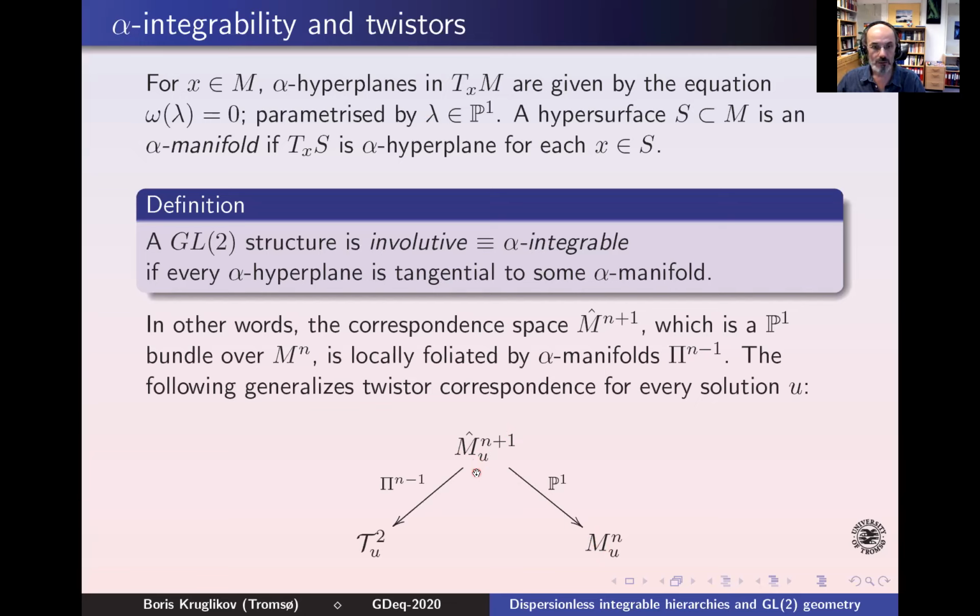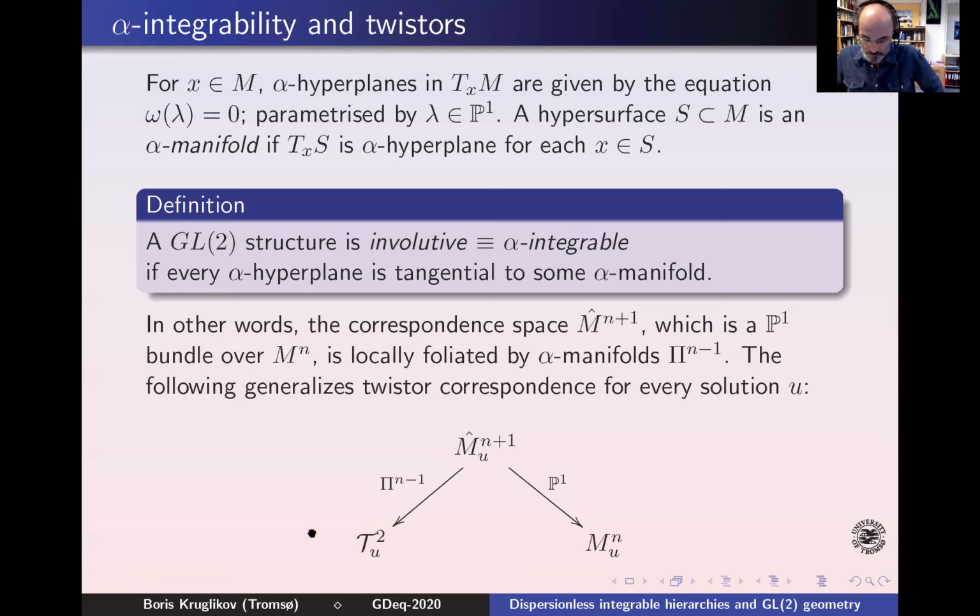But in fact, we can lift those hyperplanes to here. And moreover, if it is alpha integrable, then those alpha manifolds can be lifted in here. So here it becomes a foliation because it will pass through every alpha plane. And so we can consider the local quotient. The codimension of the foliation is 2. When we do the local quotient, we get something two-dimensional. And that's what's usually called twistor space. So that's running here and here.